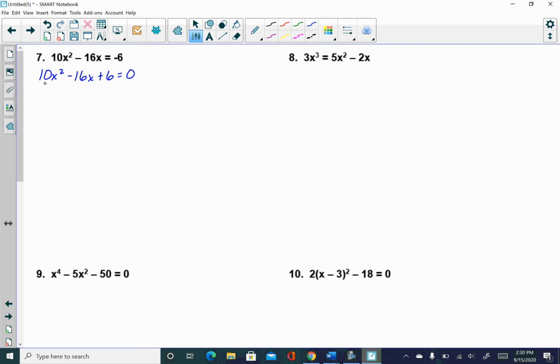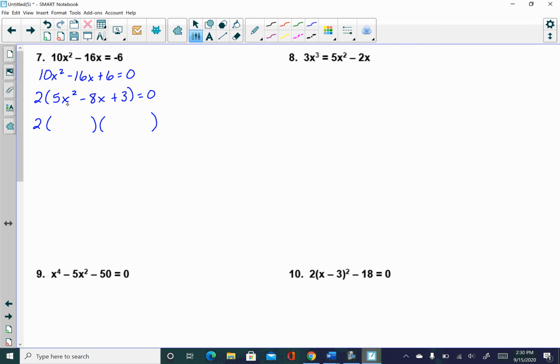Now from here, look at all three of those terms. They're all even, so I know I can pull a 2 out of them. So let's do that. That would leave me with 5x squared minus 8x, because 2 times 8 gives 16, plus 3 equals 0. All right, so now I try to guess and check from here.